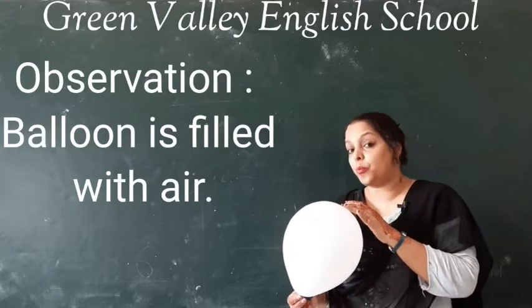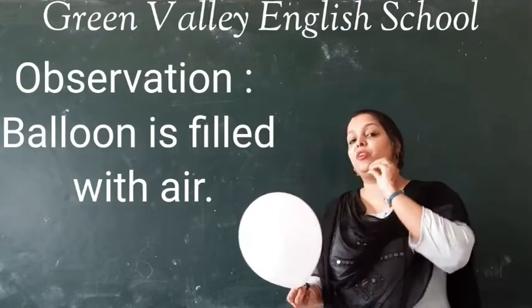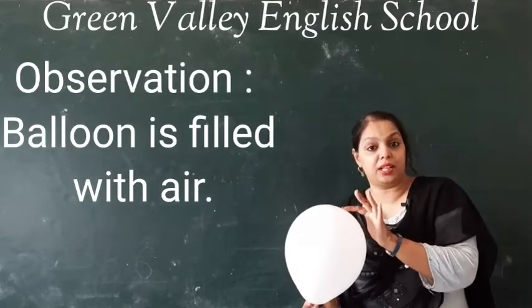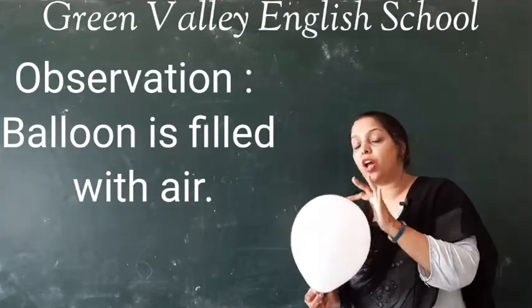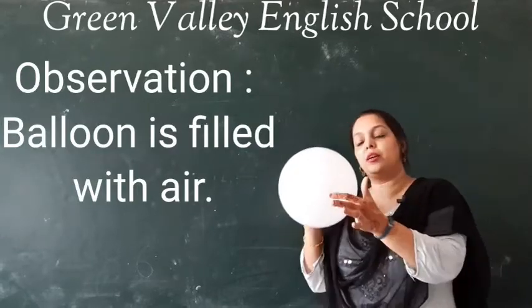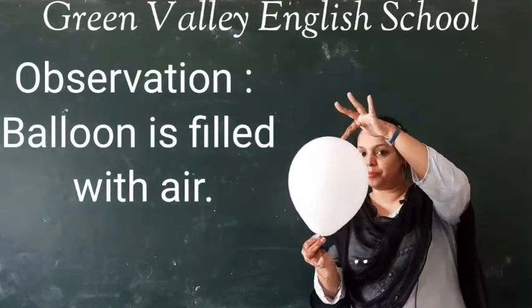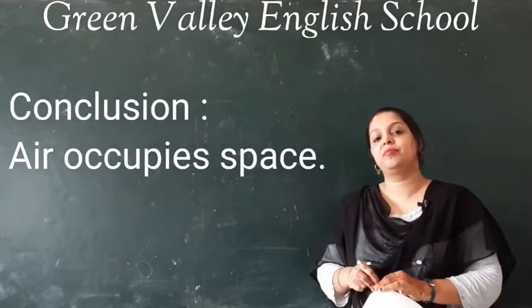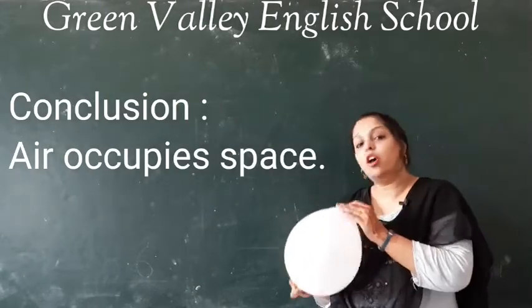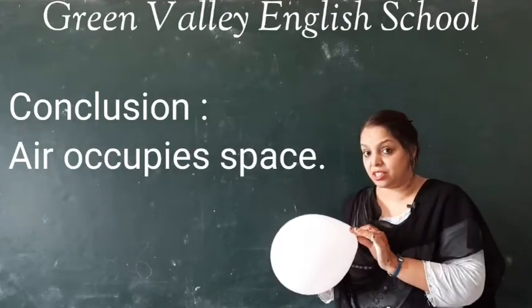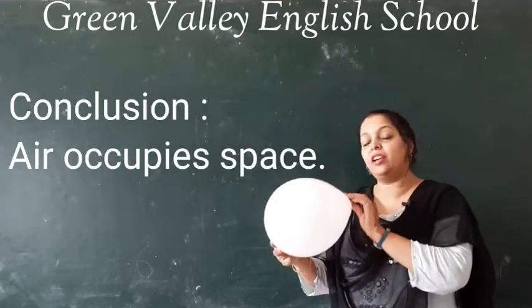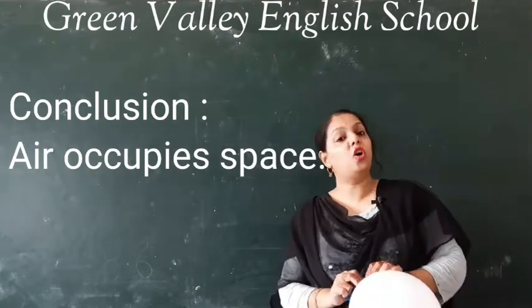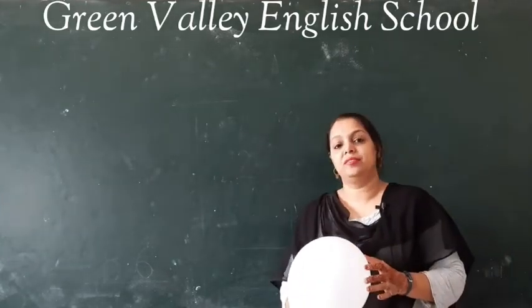So this is the observation. What is the observation? When we blow air in this, we have seen the balloon has become bigger and has taken a round or oval shape. It looks like a ball or oval shape. Then what is the conclusion? Conclusion means air occupies space. When air goes inside, air occupies space. This is the conclusion. So, your whole experiment is done.